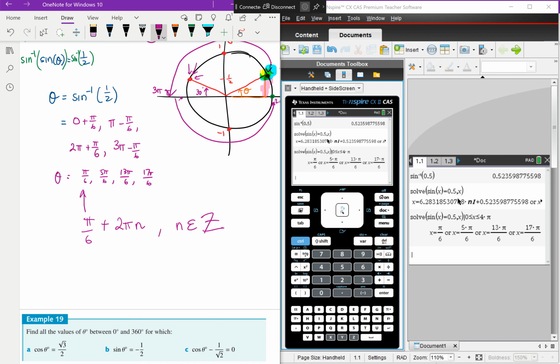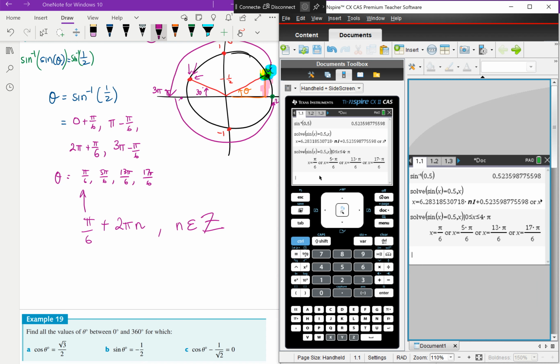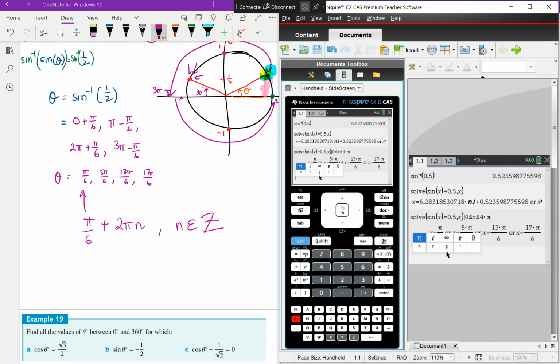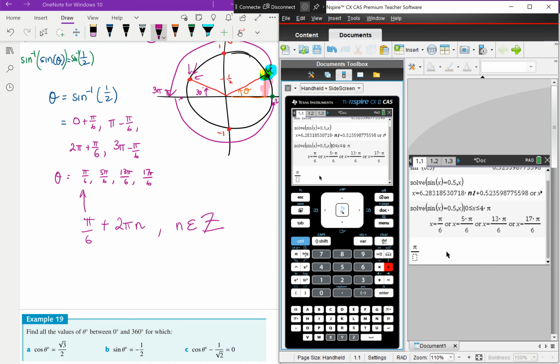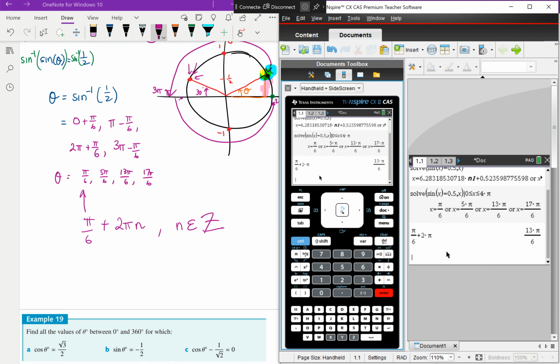the solutions from pi on 6 to get to the next one. We just add 2 pi from this one to the next one, and another 2 pi, and you can get all those answers from there. So you can see here, if I go back to my CAS, pi over 6 plus 2 pi, sorry, let me just fix that. Pi over 6 plus 2 pi, you can see here that gives you 13 pi on 6.